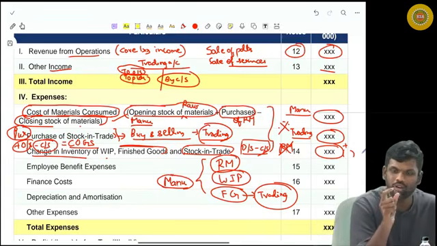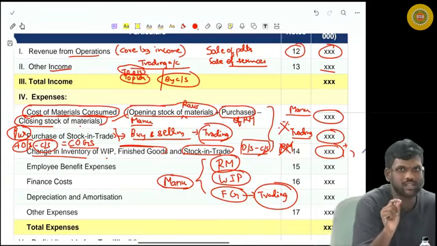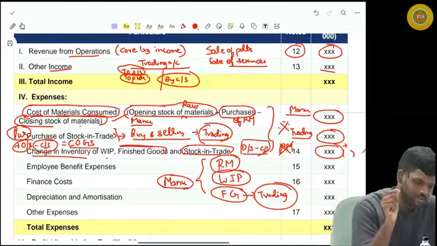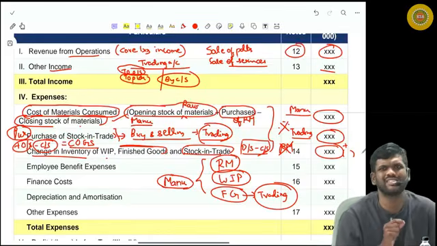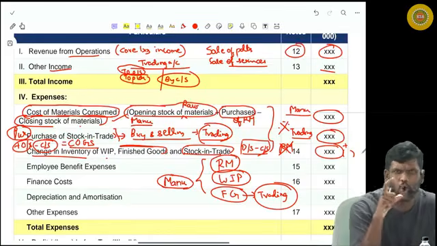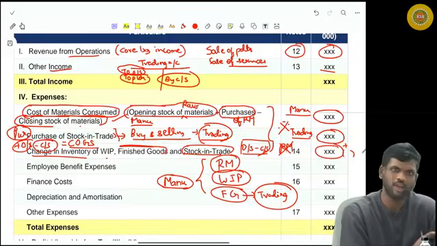Please ensure, if you are slightly confused also, watch this again. If you still have an issue, please reach out to me. It is very, very important to understand these three items perfectly. This is the core of P&L in a company form of accounts.